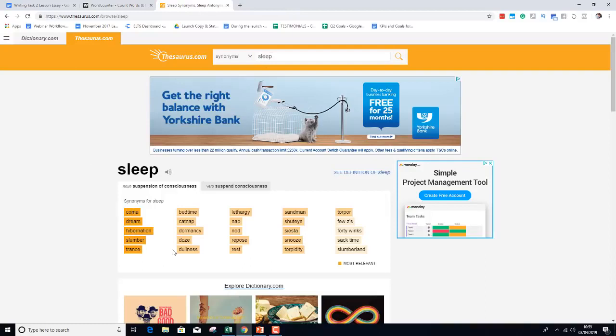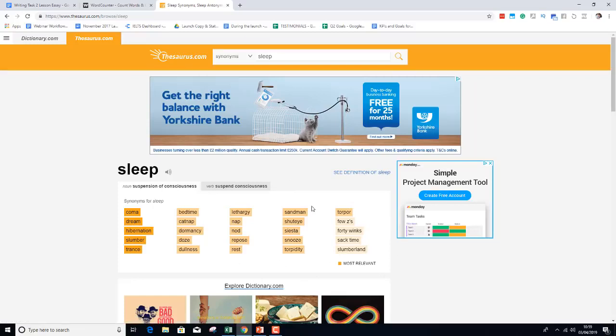So let's have a look at all of these. And she said, yeah, what I need to do is just use these words that's going to impress the examiner, and we'll be able to get a high score. So I said, okay, let's look at these. Coma, is coma the same as asleep? No. Dream, is dream the same as sleep? Not really. Hibernation? No. Slumber? Yes, but it's not really, it's a little bit informal. Trance? No. Catnap? No. Dormancy? No.